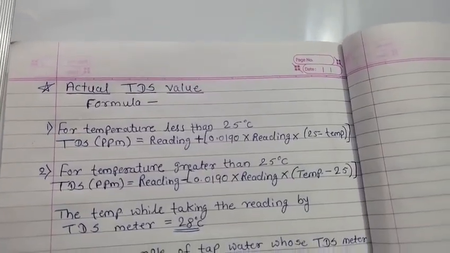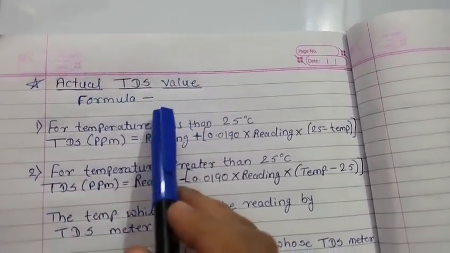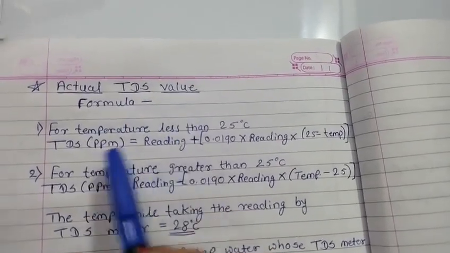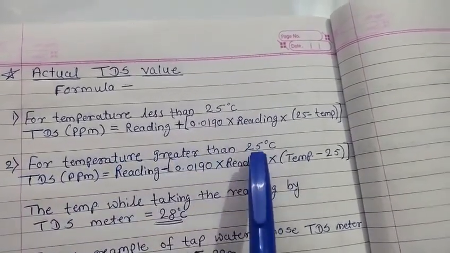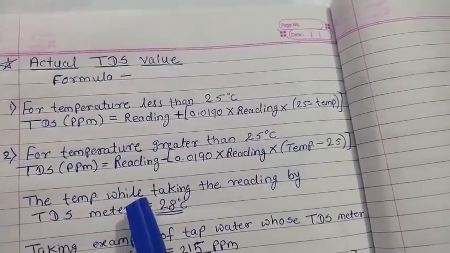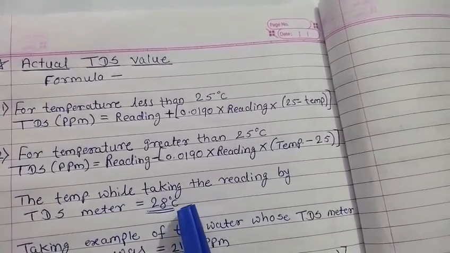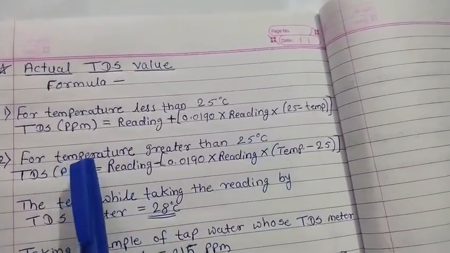After taking the readings by TDS meter, now we will calculate the actual TDS value by correction formula. There are two formulas to calculate actual TDS values. One for temperature less than 25 degrees Celsius and the other for temperature greater than 25 degrees Celsius. The temperature while taking the reading by TDS meter was 28 degrees Celsius, which is greater than 25 degrees Celsius. So we will take the second formula.